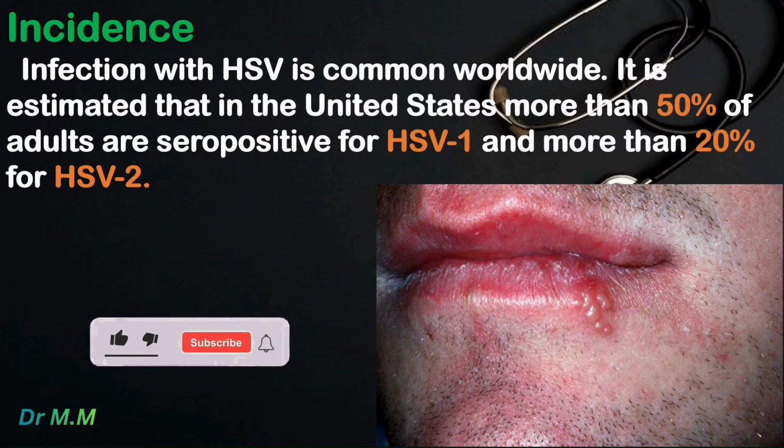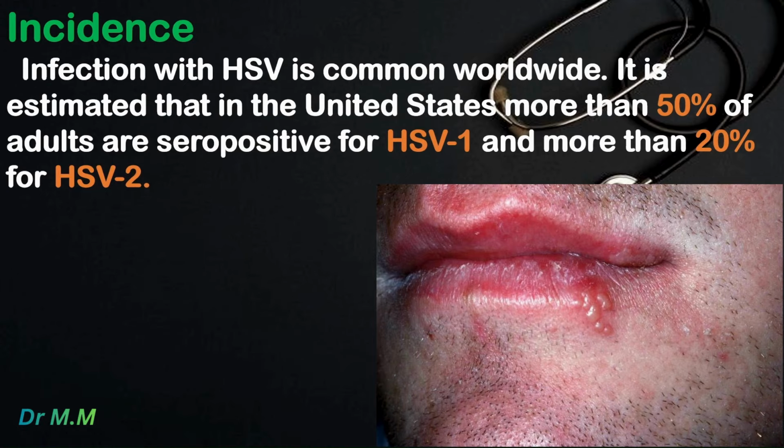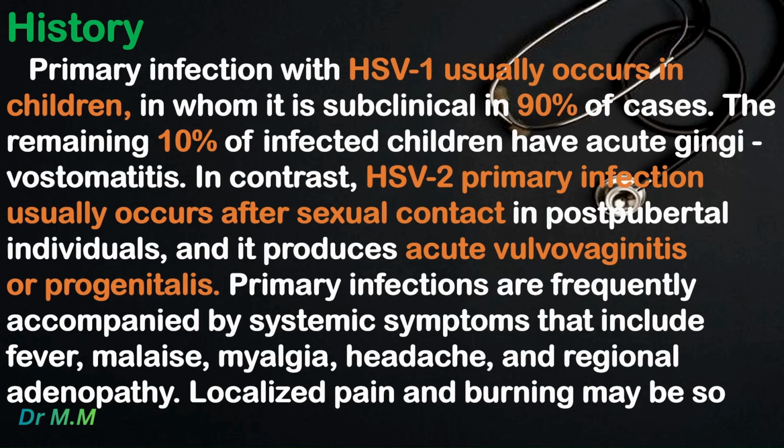It is estimated that in the United States more than 50% of adults are seropositive for HSV1 and more than 20% for HSV2. History: primary infection with HSV1 usually occurs in children, in whom it is subclinical in 90% of cases. The remaining 10% of infected children have acute gingivostomatitis.